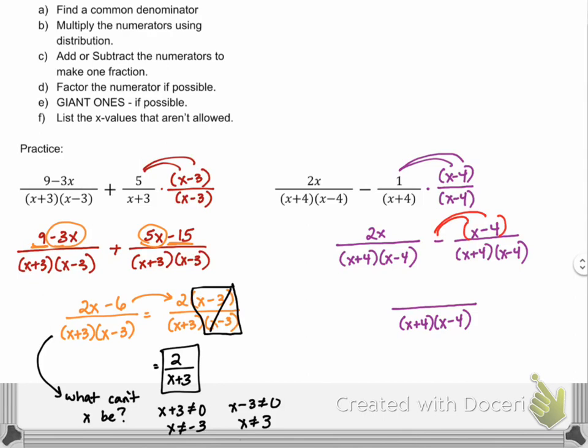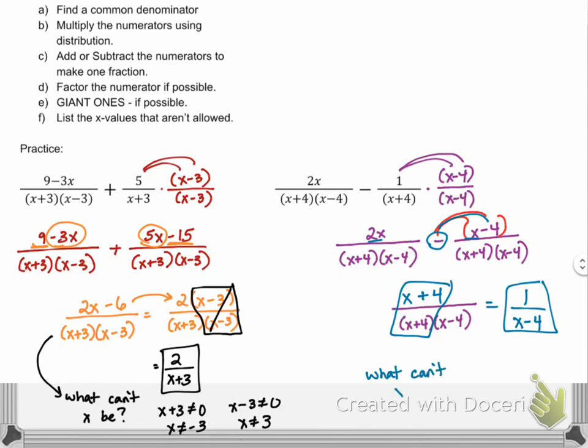So you did 2x minus x, and that gives you just an x. And then there's nothing, so 0 minus negative 4, and that minus negative turns it into a positive 4. Okay, now you're going to ask yourself, is there any giant 1 that you can make? And if so, do it. And when you simplify that, you can eliminate those x plus 4s, so you're just left with 1 over x minus 4 as your answer. Don't forget to say what x can't be.